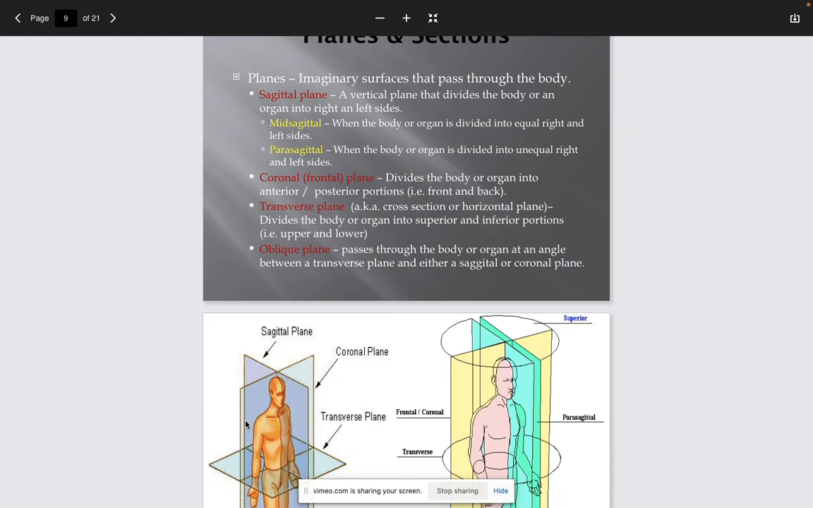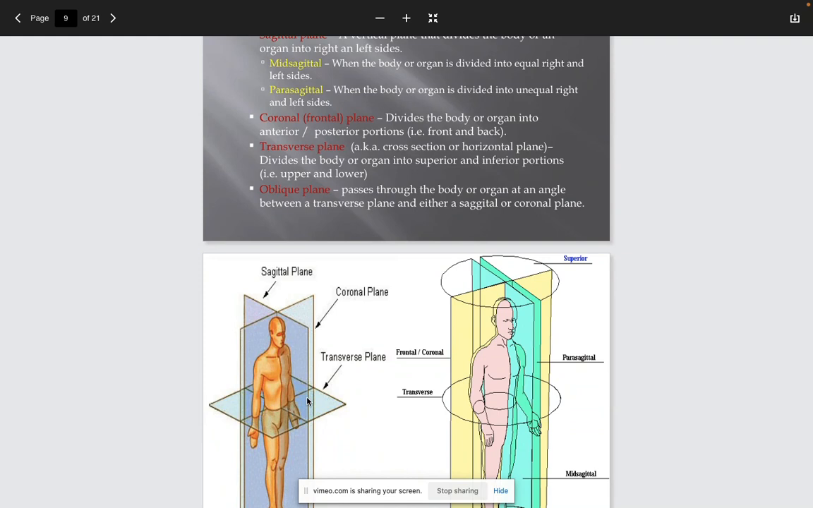The transverse plane is going to be a cross section that shows the horizontal plane. It's going to divide it into upper and lower. So this is literally going to be a section that cuts it in two right here. So you can see this structure in half, right? It's going to show a superior and an inferior portion. An oblique plane, you'll see it sometimes, very rare, but it's going to pass through a body or an organ at an angle between a transverse plane, either sagittal or coronal.